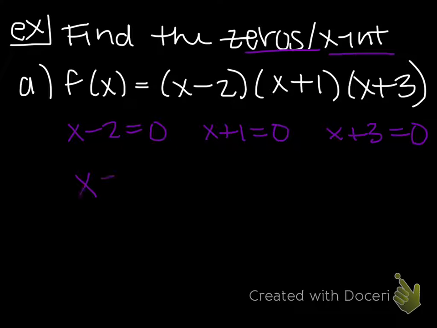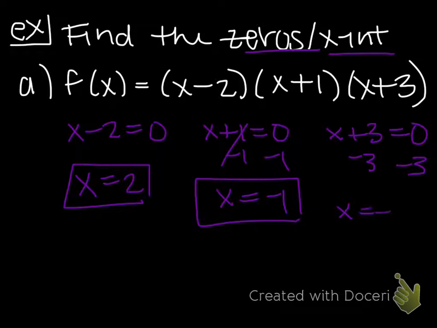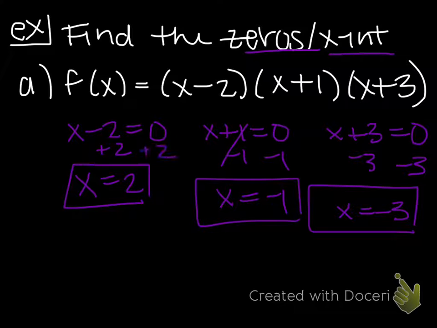So this first one will give me a positive 2 because I would add 2 to both sides. The second one will give me x equals negative 1. And the third one would give me x equals negative 3. Obviously, you don't have to write any of that out. You can do that in your head if you feel comfortable.